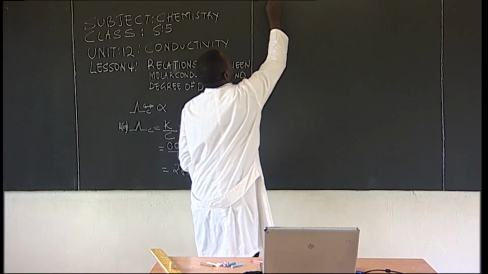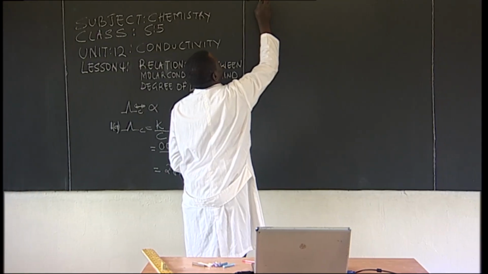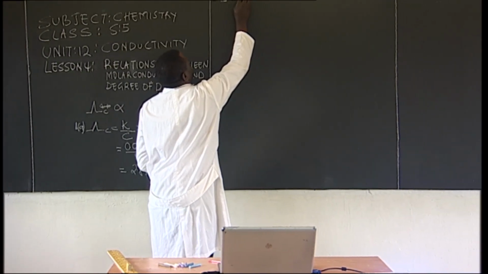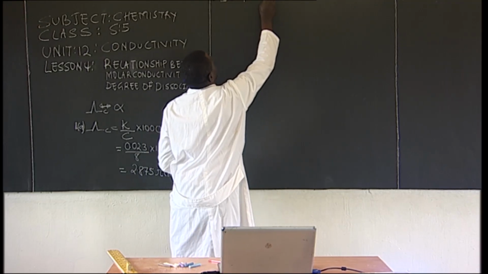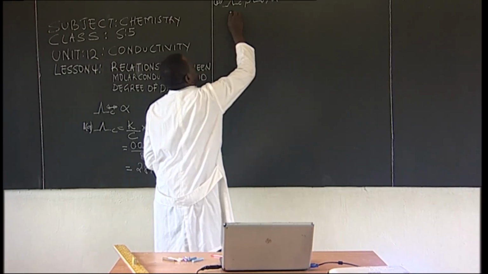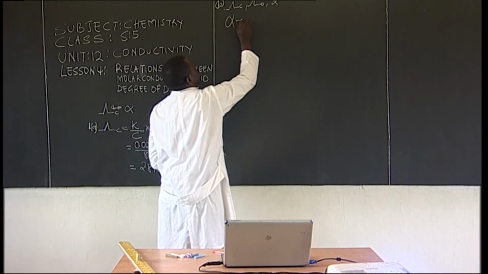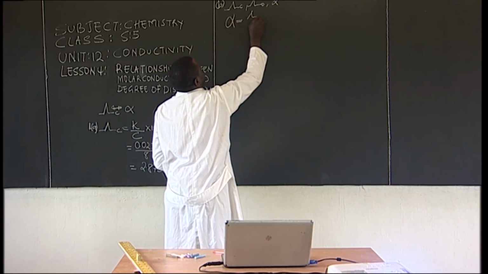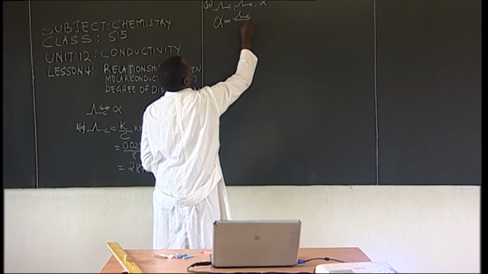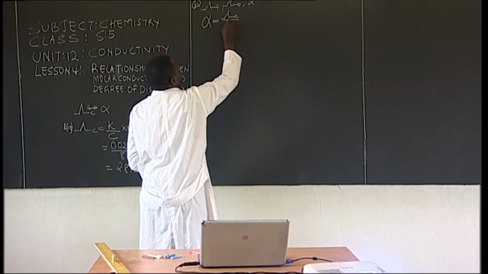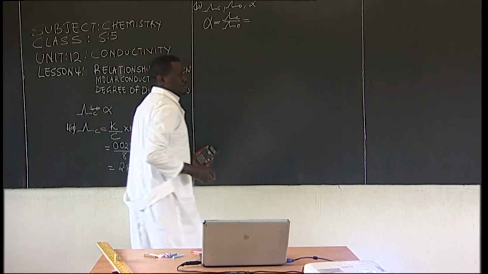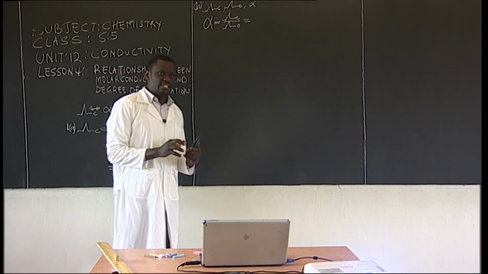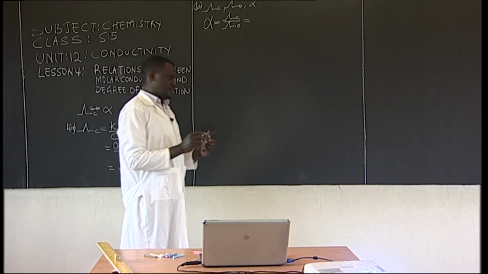Part B, we are going to find the degree of dissociation. So we are going to use this one, and then alpha. We say alpha, the degree of dissociation, will equal the molar conductivity at a given concentration divided by the molar conductivity at infinite dilution. So we substitute. We first see if our units are the same. Yeah, our units are the same actually.